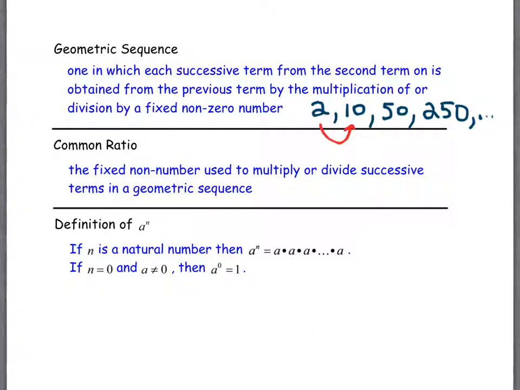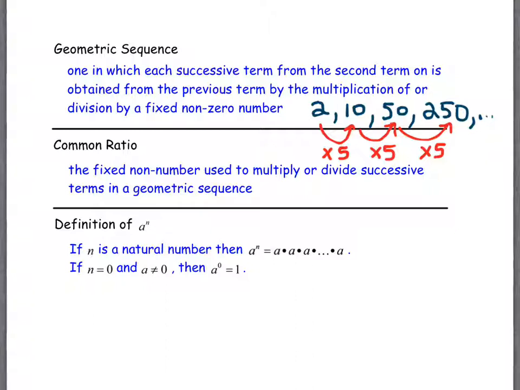So the way I get from 2 to 10, one way to do it would be to add 8. But that's not helpful because it doesn't work for the next term. Another way to do it would be to multiply by 5. And sure enough, if I multiply by 5, I get the next term. I think I did them okay. That's what happens when you make stuff up on the spot. It doesn't always work, but I think I did it okay this time.